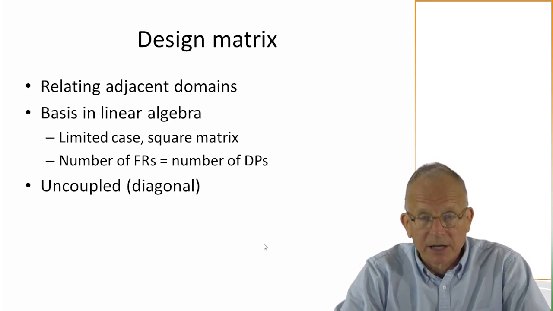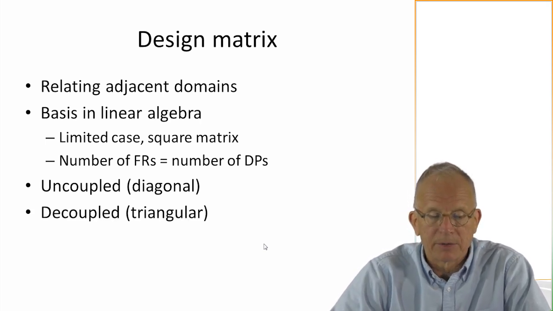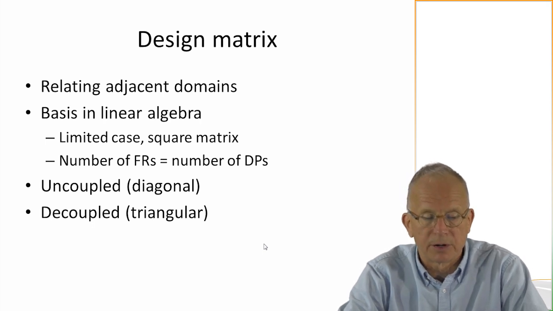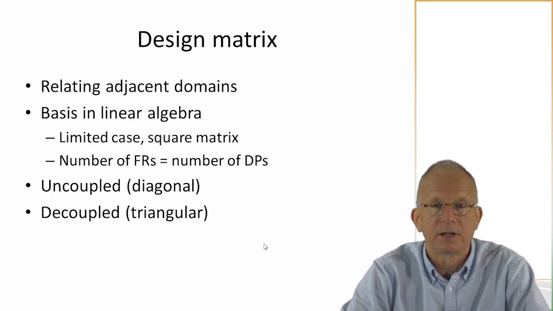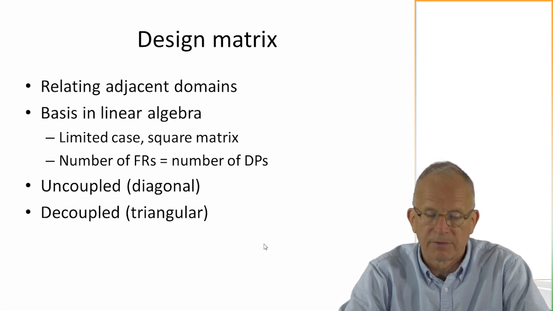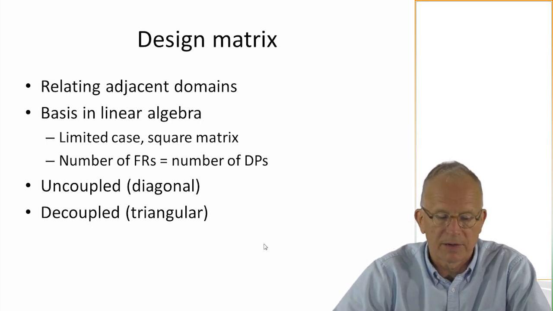It's best if it's uncoupled. It means it's a diagonal matrix. All the off-diagonal terms are 0. But we can make it work if it's decoupled, that is triangular. And then there's a specific order for adjusting the DPs in order to fulfill the FRs without having to iterate.